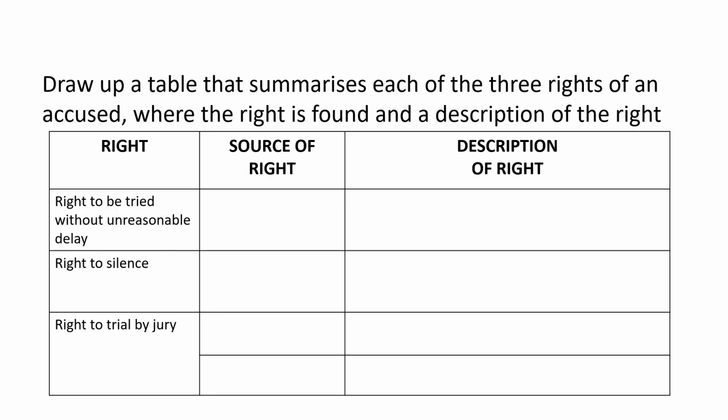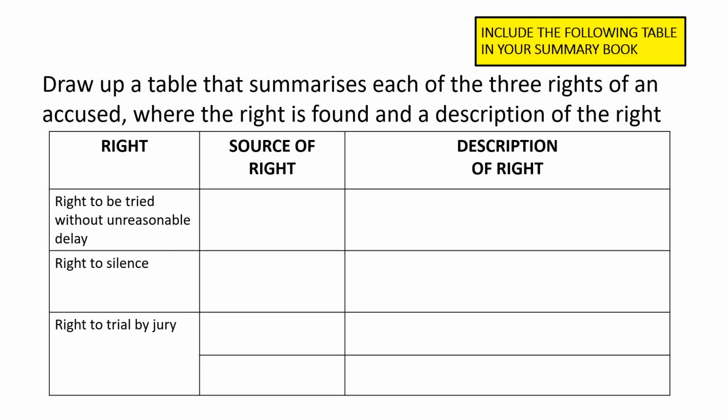What I'd like you to do now is to draw up a table in your summary books like the table on this slide. In the left-hand column, I've set out each of the 3 rights of an accused: the right to be tried without unreasonable delay, the right to silence, and the right to trial by jury. You need to complete this table by including in the middle column the source of each right, which may include the common law, the Victorian Charter of Human Rights and Responsibilities, the Victorian Evidence Act, the Victorian Jury Directions Act, the Australian Constitution, or the Victorian Criminal Procedure Act.